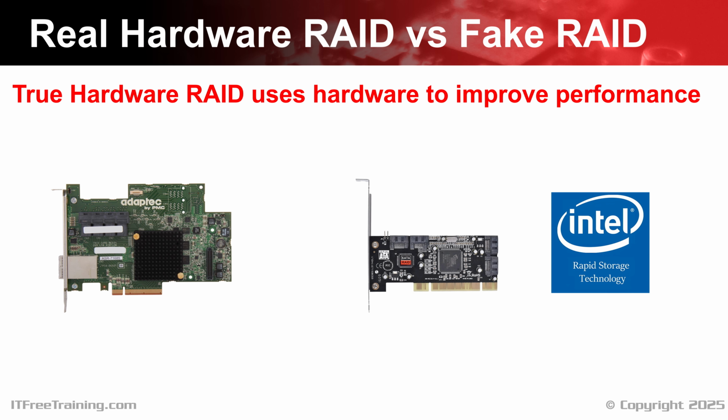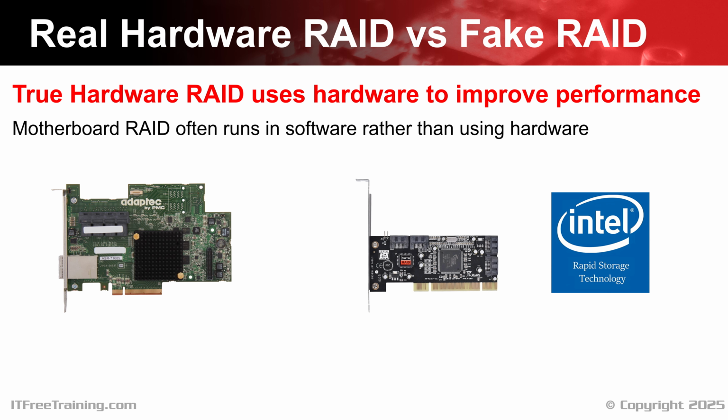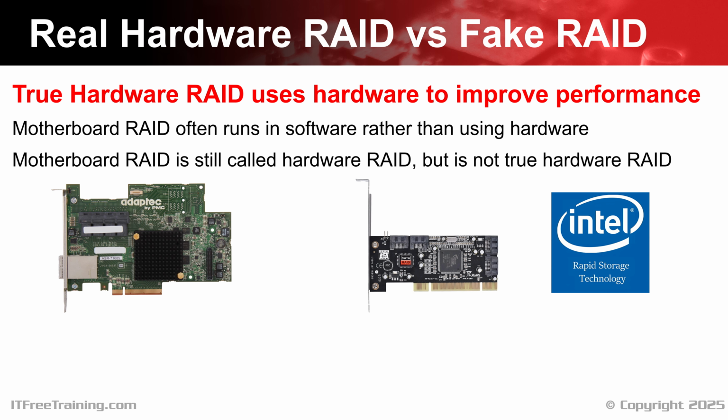A true hardware RAID uses hardware to improve performance. Motherboard RAID often runs in software instead. When the computer boots up, RAID functions are handled by software loaded into memory rather than by any additional hardware components. This is still called hardware RAID, although it is software-based and does not use extra hardware to improve performance. Some people will refer to this as fake RAID, since no extra hardware is used.